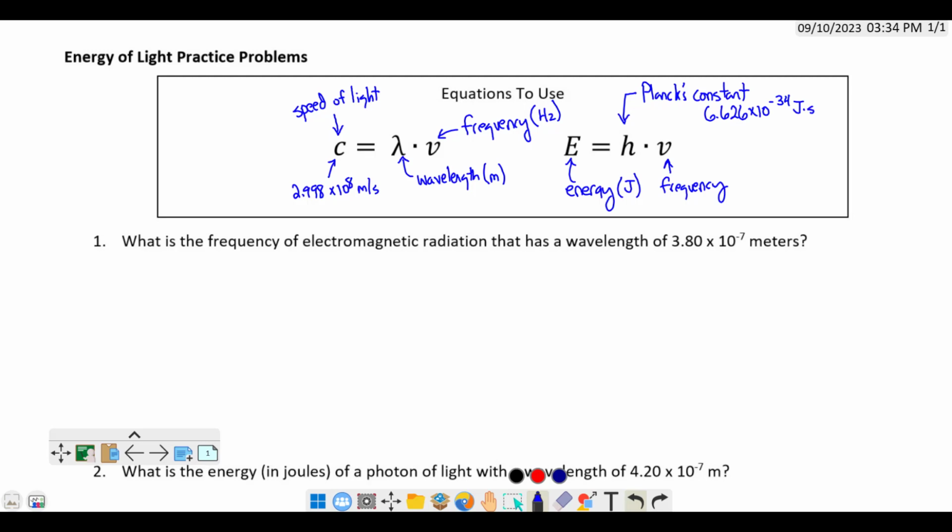Now again, like I said in the notes, we don't have to know where these equations came from or why they work the way they are. This is really physics that we're using in part of chemistry. So let's just get into the first problem.